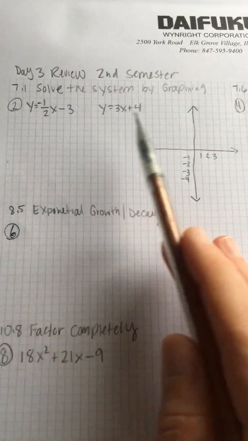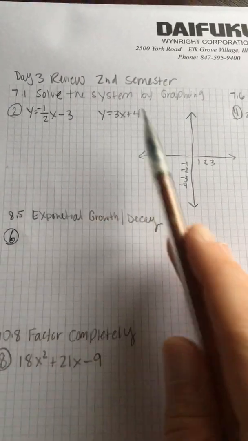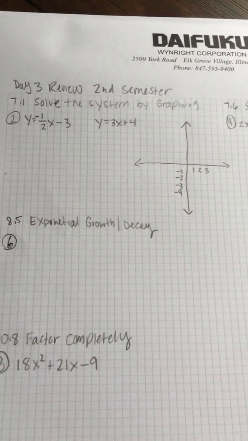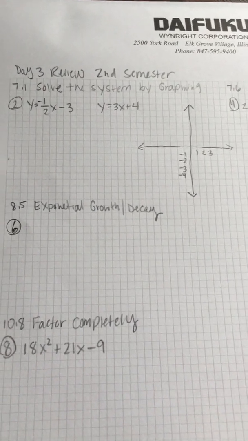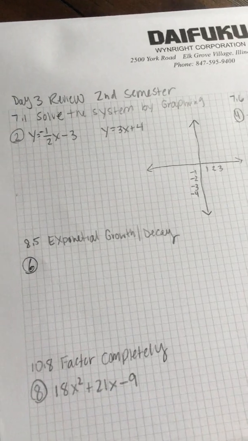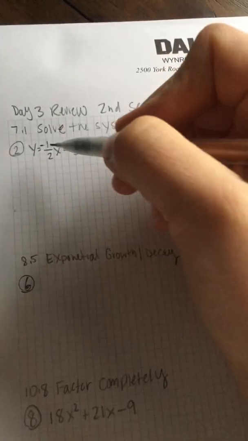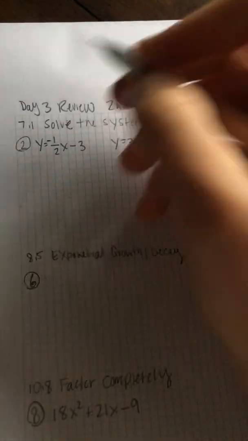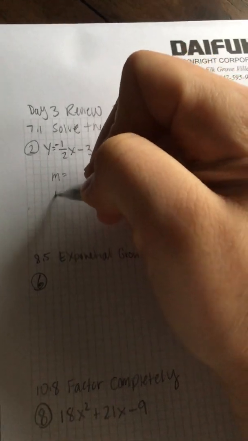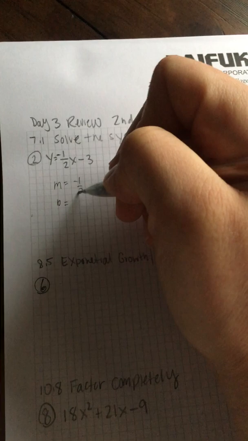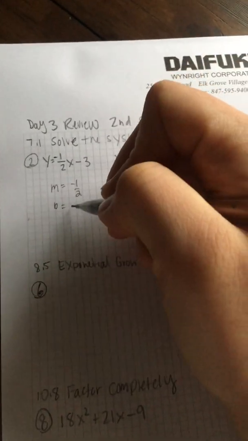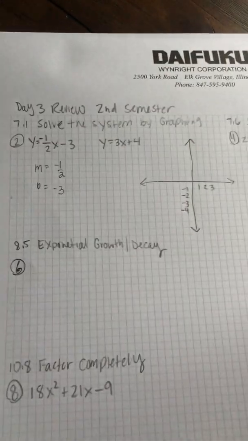We have two equations. We want to find the one point that makes these lines both true. So if I need to graph, and it's in y equals mx plus b form, I'm going to list my m and my b. For my first equation, my slope is negative 1/2. For my first equation, the y-intercept is negative 3.